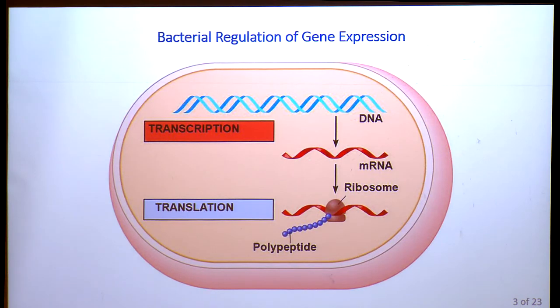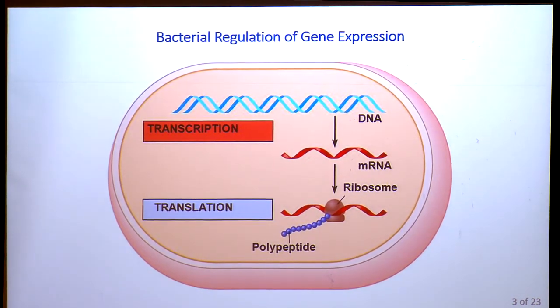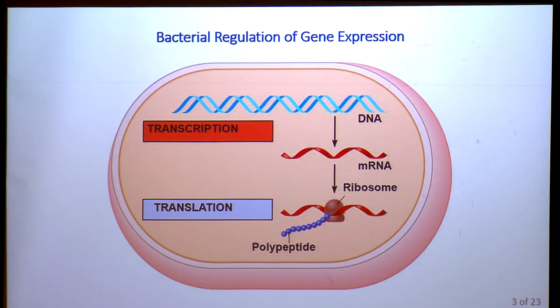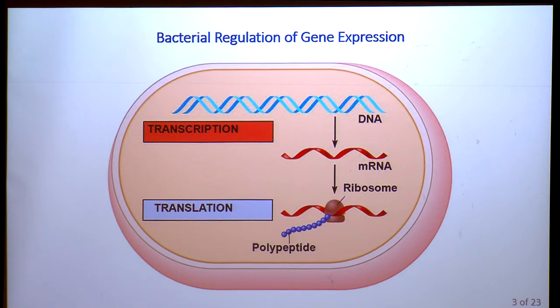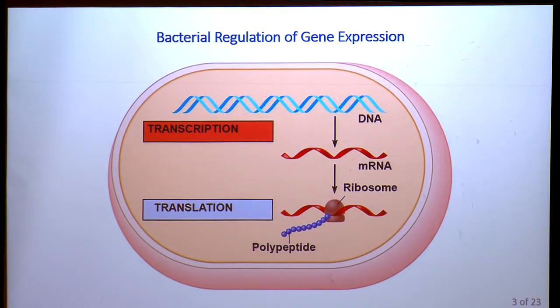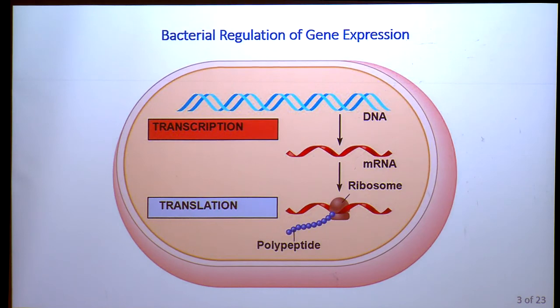And for them to protect themselves from these environmental changes, they have to be able to regulate their genes, the expression of these proteins. They need to upregulate certain proteins, downregulate certain other proteins, and in bacteria, this can be done on mRNA at the level of transcription and translation.